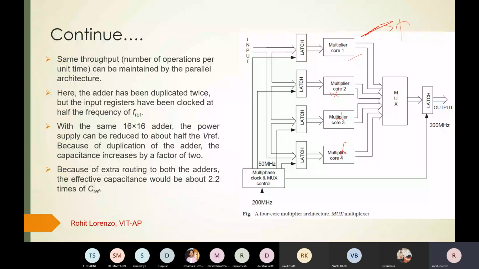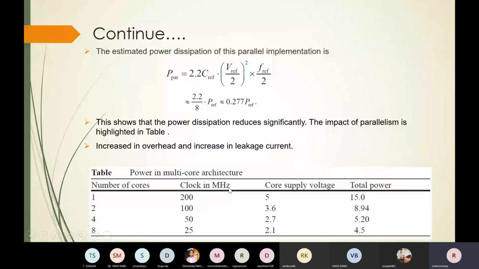Okay. So they checked, like, if there is one core, or a number of cores. If you see the multiple core architecture, if there is one core, it will take 5 volt of supply, and the total is 15 watt. Now if you divide the number of cores into 2, we have to reduce the frequency by 2, means 100 and 100, and the supply voltage is scaled down by 3, and you can see the power is reduced. Okay, so you can see if I divide into 8 cores, the supply voltage we have to further minimize, and there is a further reduction in the power dissipation. So this is the impact of parallelism.